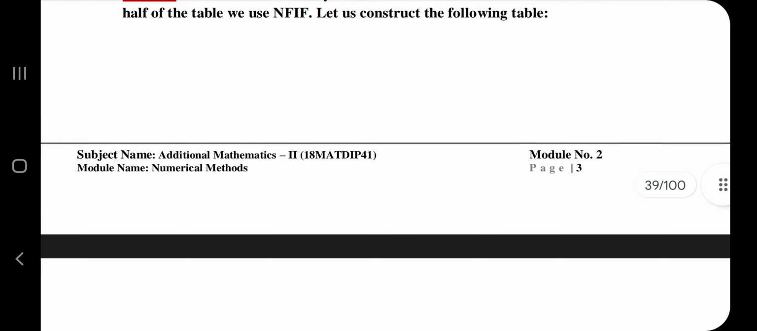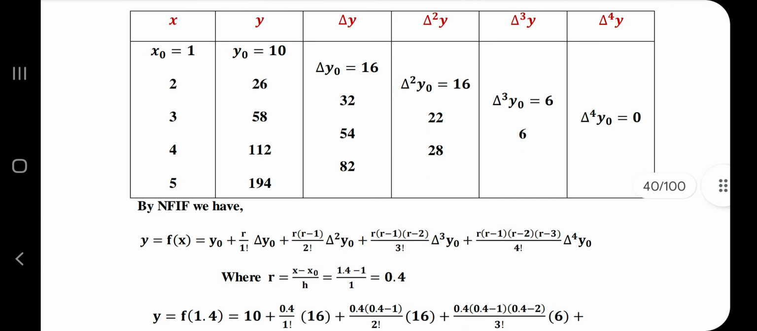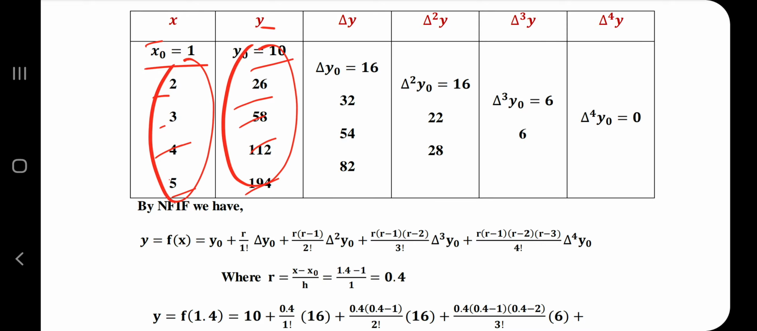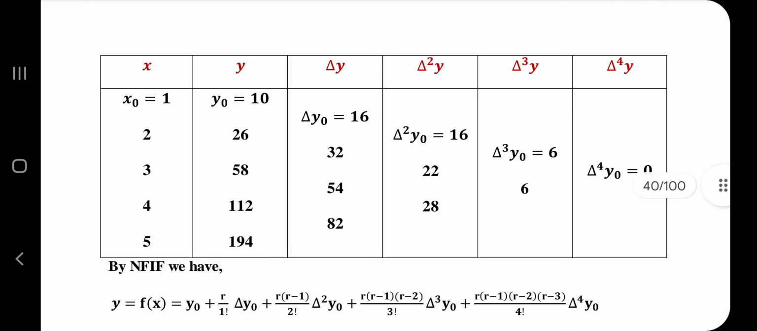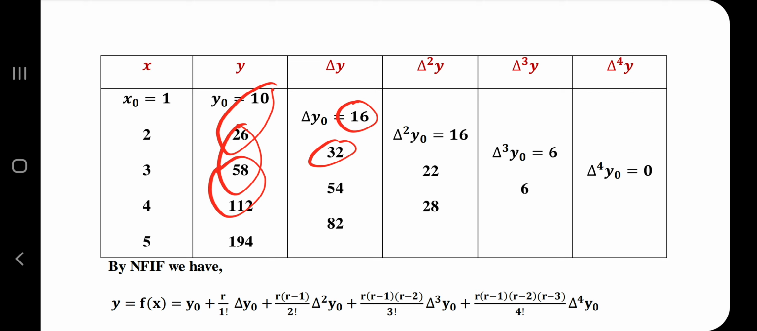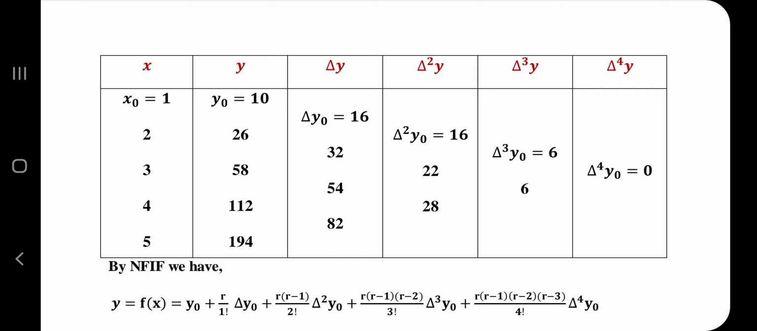First step, write the x values here and the y values here: the first, second, third, fourth and fifth x values, and the first, second, third, fourth and fifth values of y. After that, find the differences in y. The first differences you write here: 16, 26 to 58 the difference is 32, 58 to 112 is 54, 112 to 194 is 82. Next, calculate the differences of those: 16 and 32 difference, 32 and 54 difference, 54 and 82 difference. Then 16, 22, 22, 88, then 6, 6. Whenever you reach 0, you have to stop.